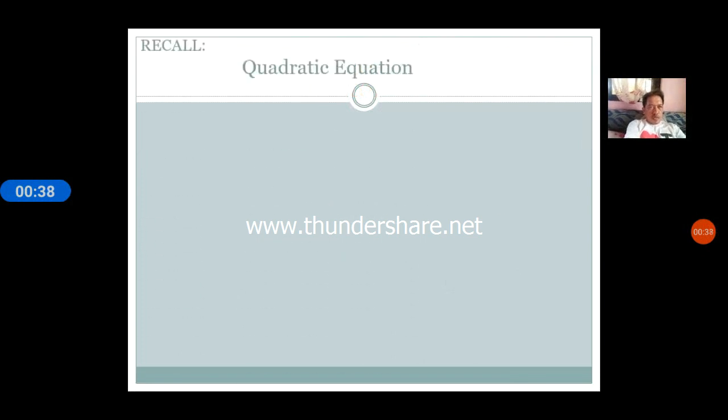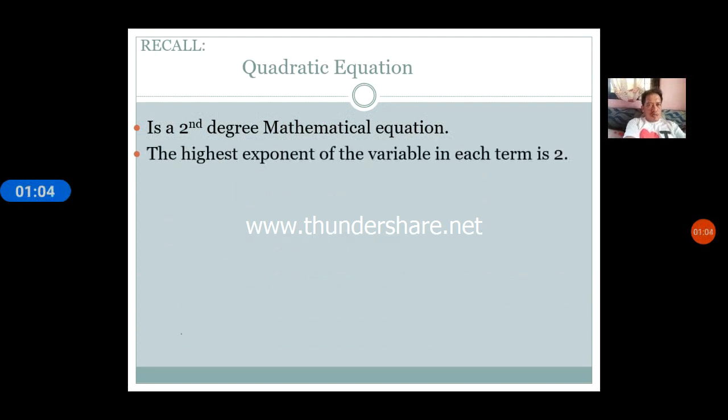Before we start with the lesson, let us have a short recall about quadratic equations. Definitely at this moment you already have an idea what a quadratic equation is. A quadratic equation is a second degree mathematical equation, because the highest exponent of the variable in each term is 2.